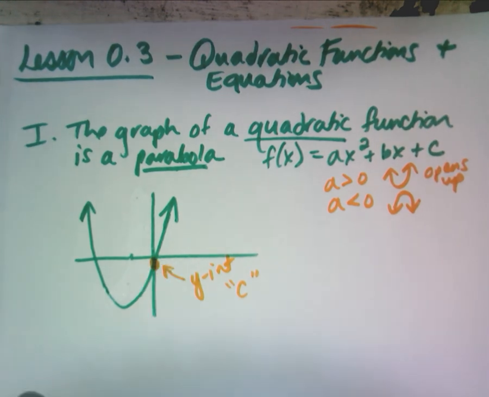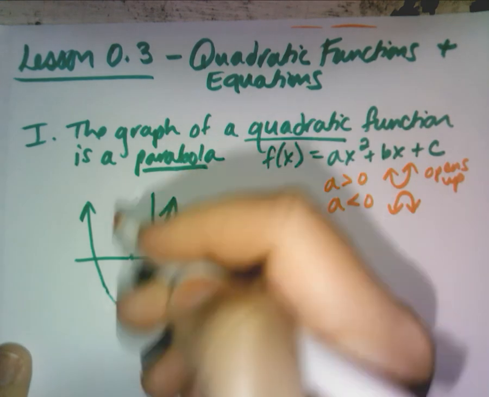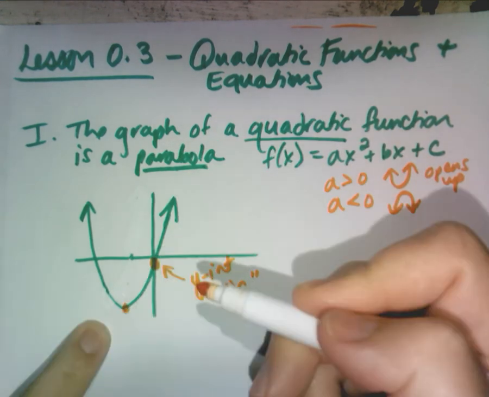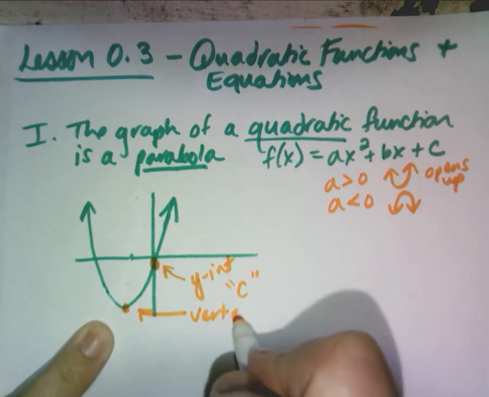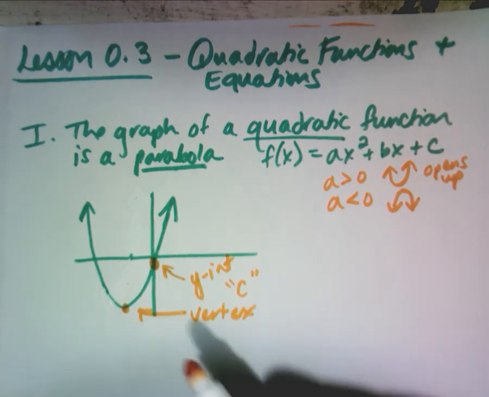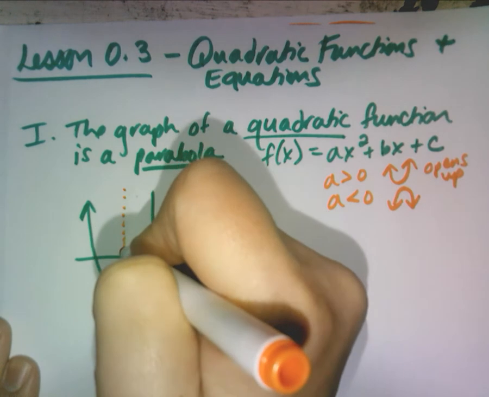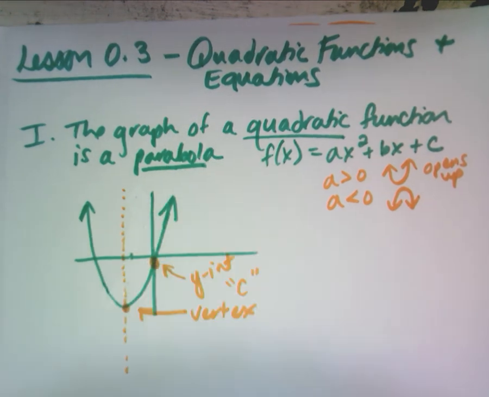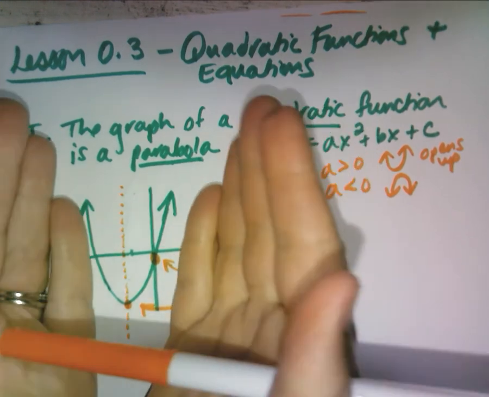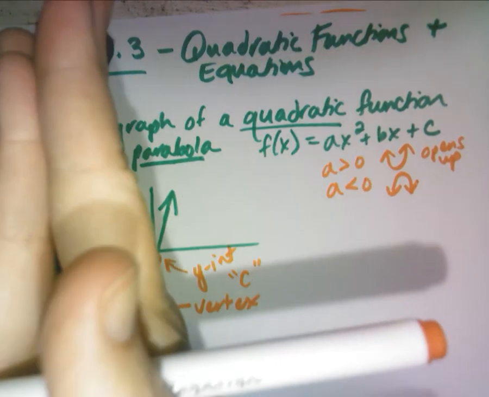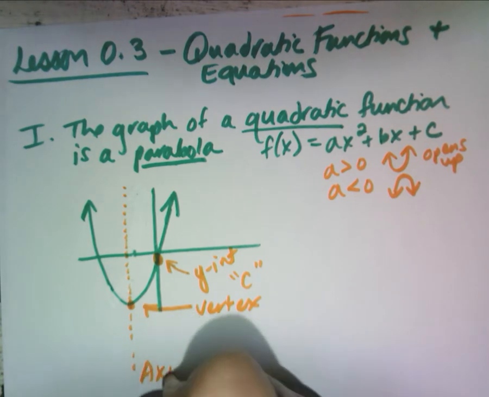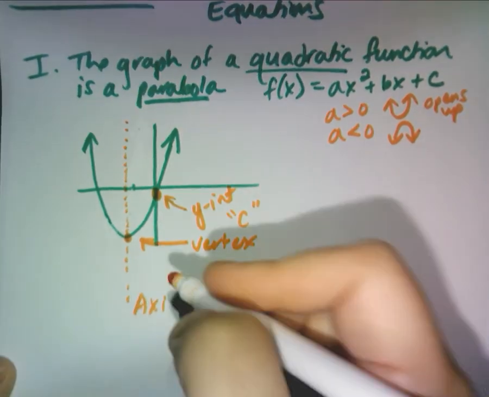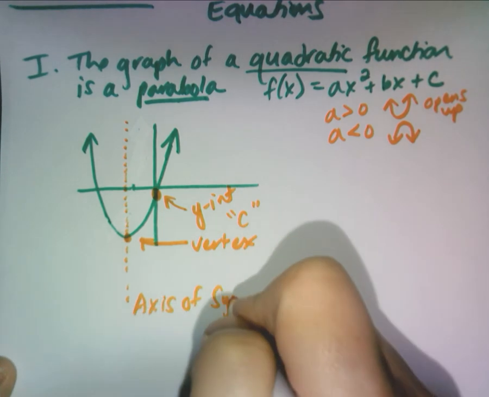Okay, that's your y-intercept. There is an imaginary line that goes down to this lowest point right here. This lowest point, first of all, is called the vertex, or it could be the highest point, your vertex. There is an imaginary line that goes through it. It's called an axis of symmetry. It's an axis and it's symmetric because you could literally fold this piece of paper right along this imaginary line and they would hit each other. So that imaginary line is called the axis of symmetry.